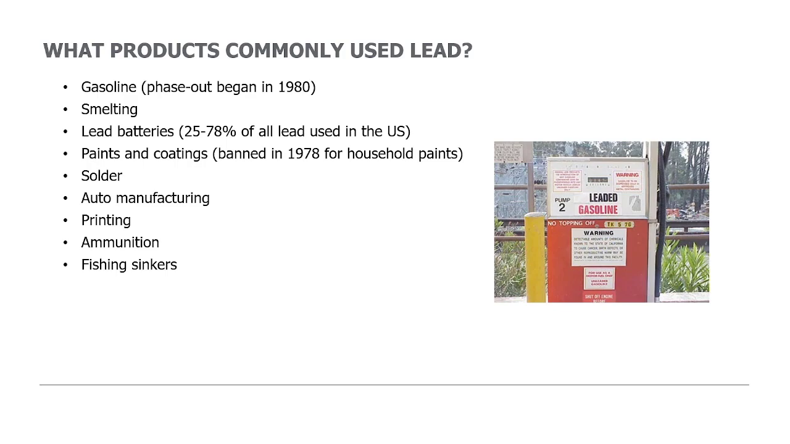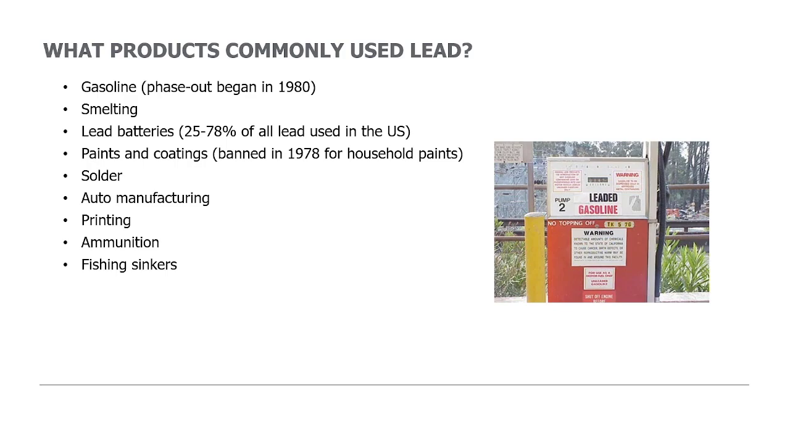So what products commonly use lead? Where can it commonly be found? It used to be found in gasoline, but this was phased out beginning in about the 80s. It's used in smelting. Lead batteries obviously contain lead, and that can be 25 to 78% of all lead that's actually used in the United States.